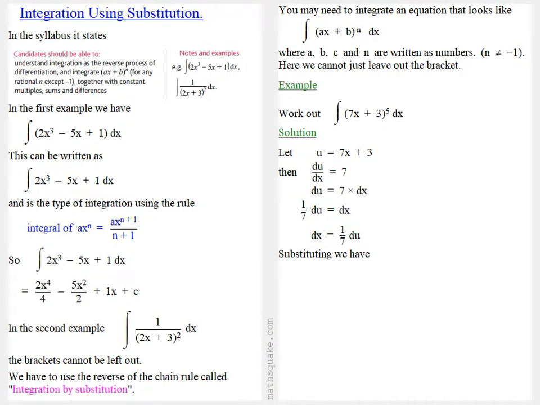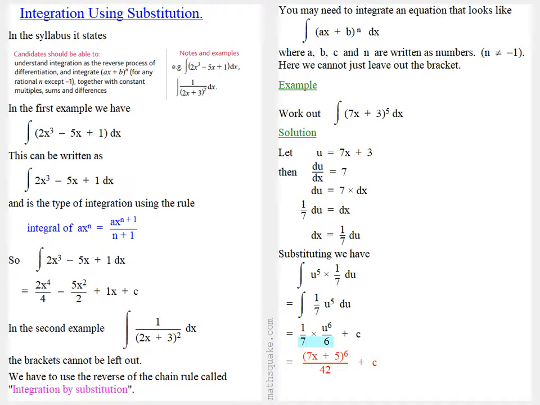Now we can make a substitution. In the original problem we had the integral of (7x plus 3) all to the power 5, and this becomes the integral of u to the power 5. We've also got dx. Now we can substitute that as 1/7 du. So this becomes the integral of 1/7 u to the power 5 du. To integrate u to the power 5, that becomes u to the power 6 over 6. So we've got 1/7 times u to the power 6 over 6 plus c. Remember, we must always add c in.